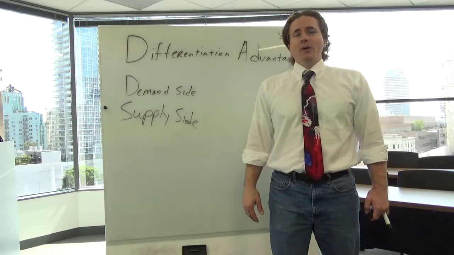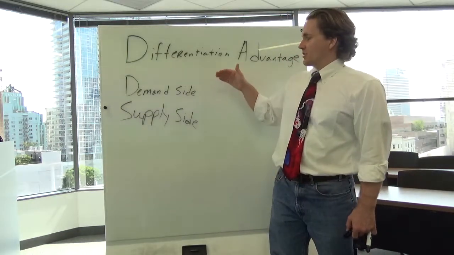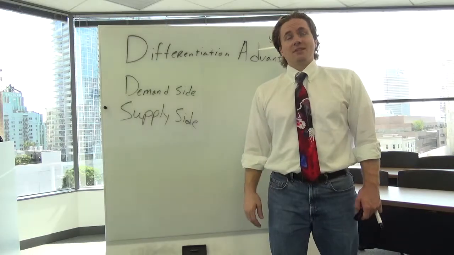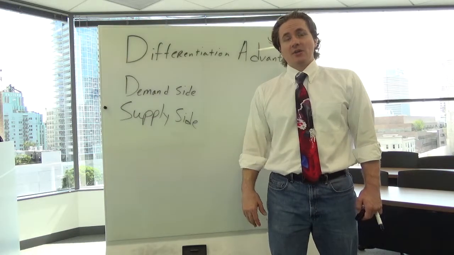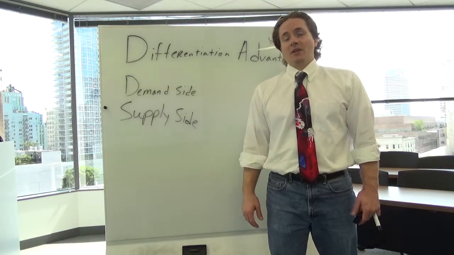So what we're going to talk about in the next video is certain attributes that you can use to combine demand side and supply side. We'll look at product integrity, signaling and reputation, brands, and we'll look at the cost of differentiation.